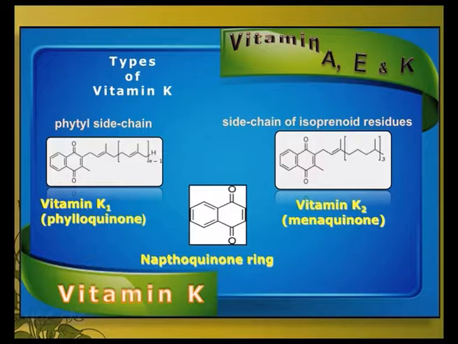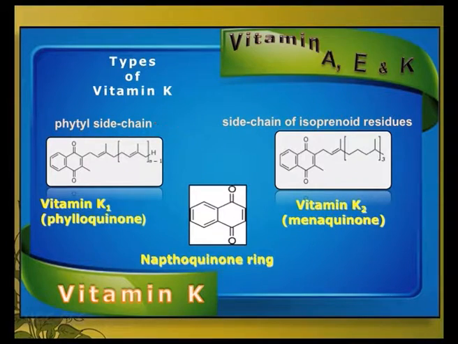Both of them have a naphthoquinone ring structure and an aliphatic chain. In the case of phylloquinone, the chain is called a phytyl side chain, and in the case of menaquinone, it's an isoprenoid type of side chain with varying length.